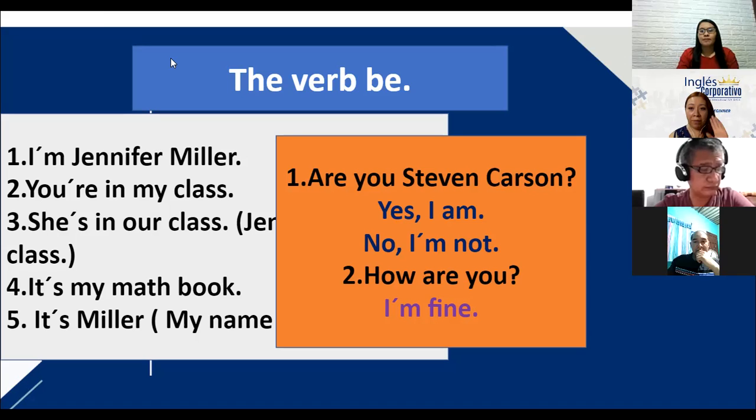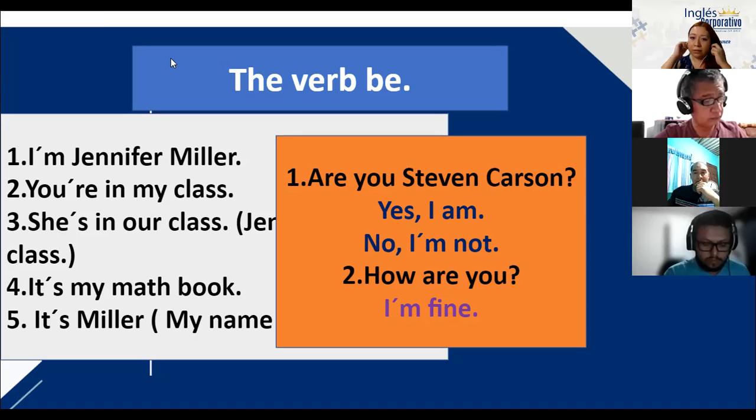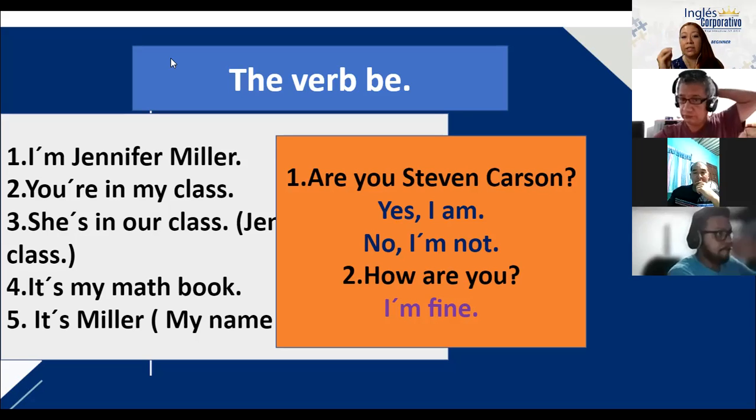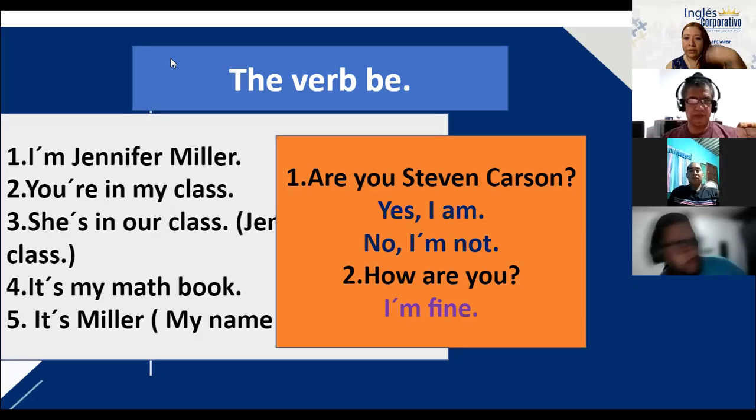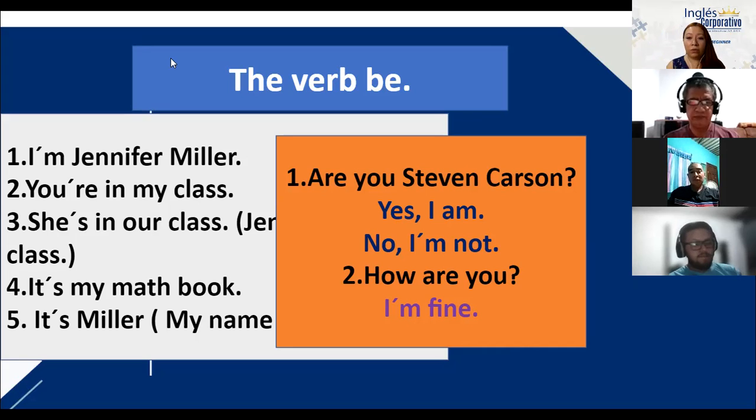Tenemos affirmative sentences, oraciones afirmativas. Tenemos question, yes or no questions. En el recuadro, en la número uno, es una pregunta de sí o no. Yes or no question. Are you Steven Carson? Yes, I am. Sí lo soy. O no, I'm not. Sí no lo soy, right? Y la segunda pregunta en el recuadro es una pregunta de información. A WH question. Ahí no nos están preguntando sí o no. Nos están preguntando cómo estamos, right? How are you? I'm fine, right?